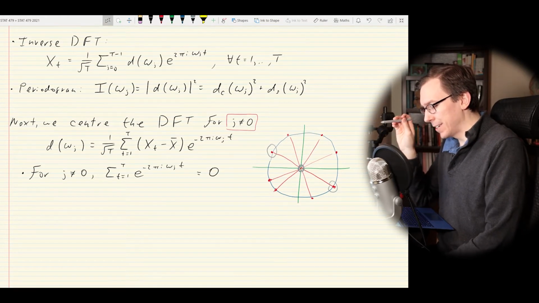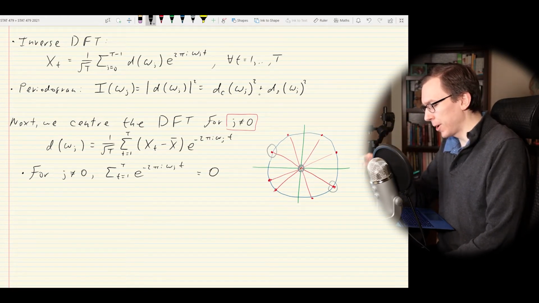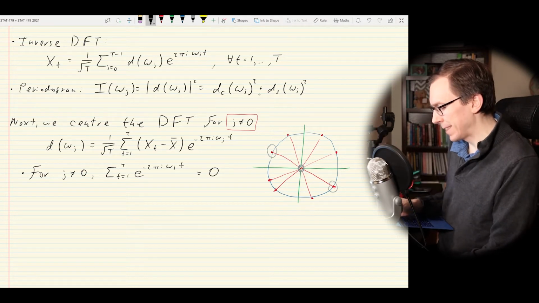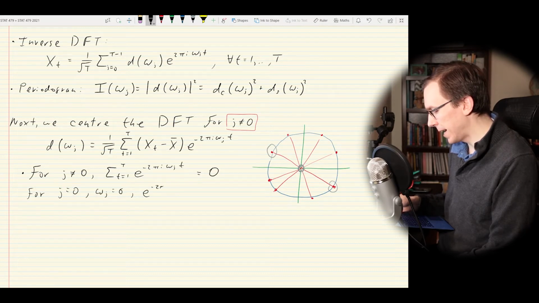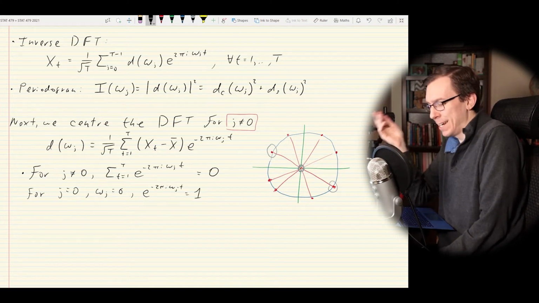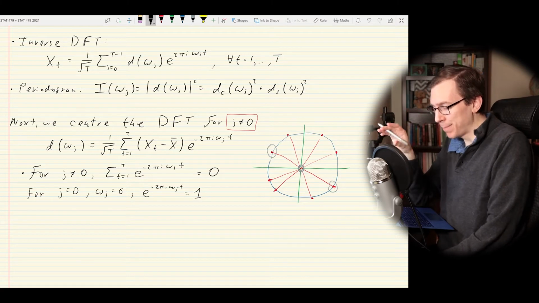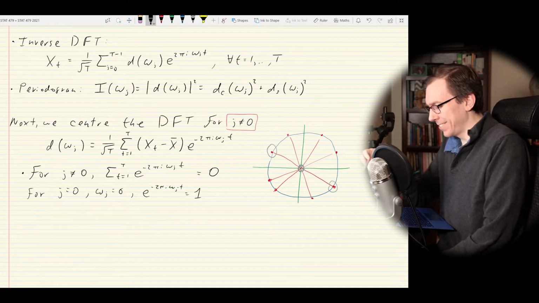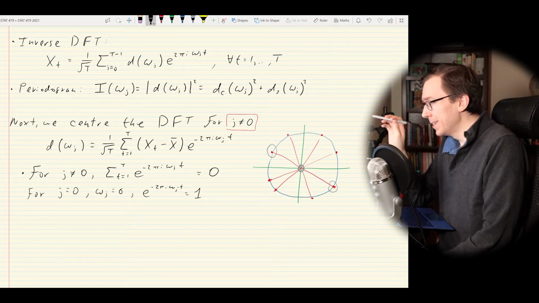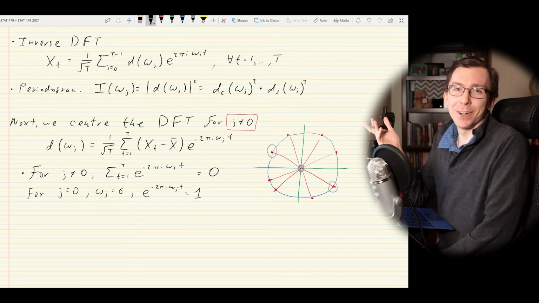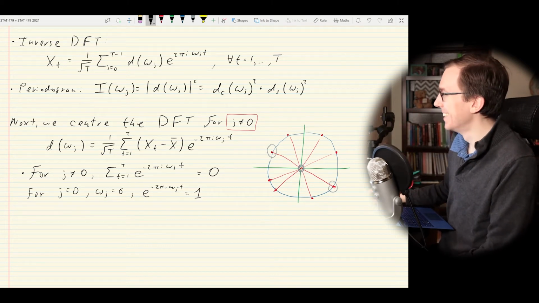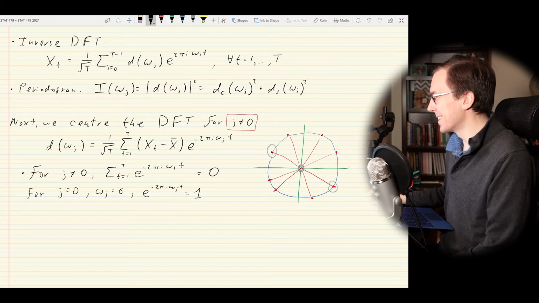Now, I have to have j not equal to 0, because if j is equal to 0, omega j, I'll just write that out. Right, for j equal to 0, omega j is equal to 0, and e to the minus 2 pi i omega j t is just equal to 1. And if I sum up 1 a bunch of times, I'm going to get T. So it doesn't work in that case, but in all other cases, we can center it. And that's going to be good, because if we center everything, we're going to get something, well, it's going to be the autocovariance. That's the spoiler, but you'll see in a second where I'm going with this.